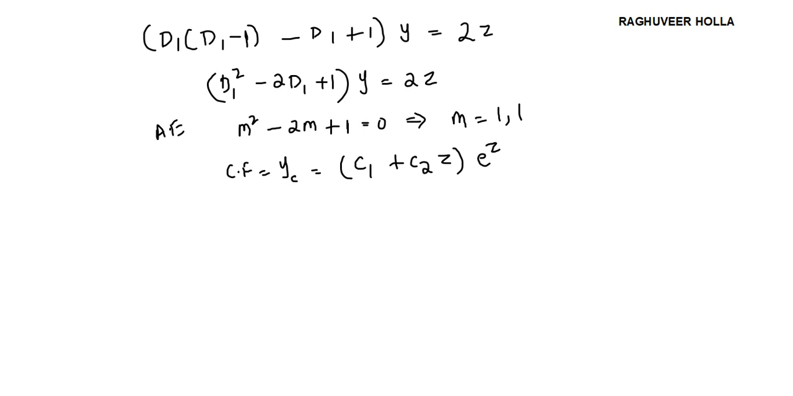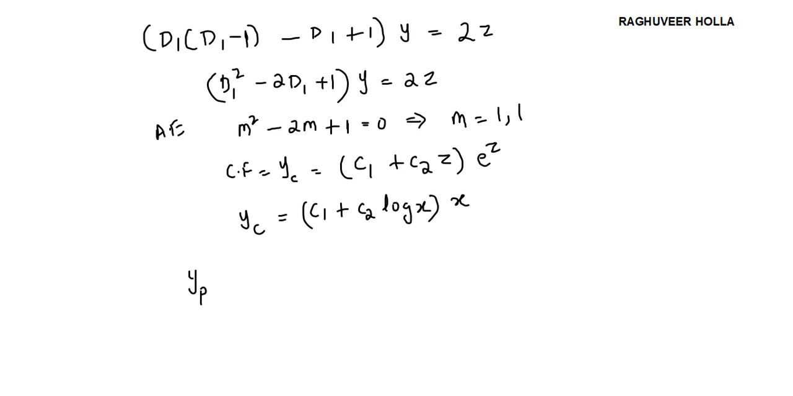Now we know what z is. z is log x. Let us substitute it. So that is log x, and e to the power of z is x. So on the right hand side what you get is in terms of x. Now let us find the particular integral, that is yp.